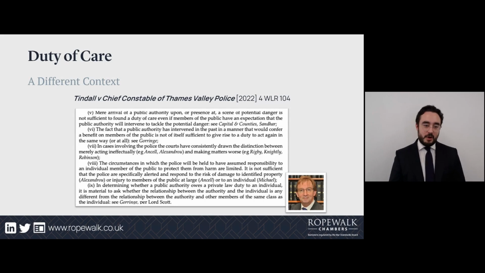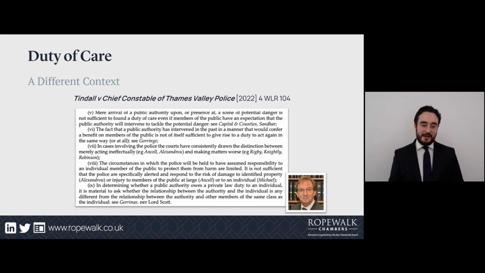Number 5, the mere arrival of a public authority upon or presence at a scene of a danger, again, is not enough to found a duty of care, even if members of the public might have an expectation that the public authority will intervene to tackle the danger. So particularly relevant in terms of the police, but also perhaps other emergency services and other public bodies as well.